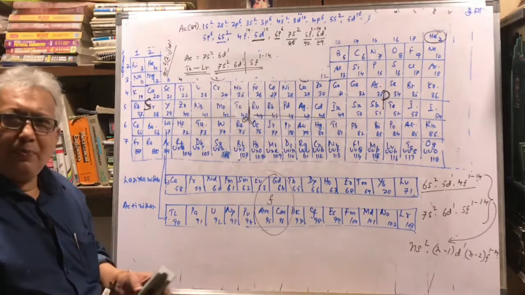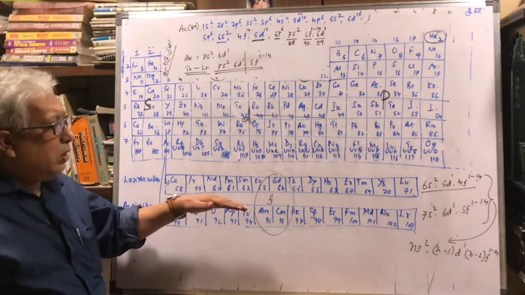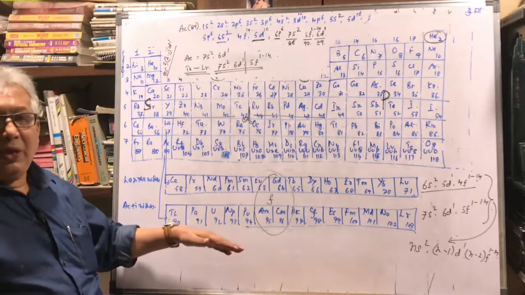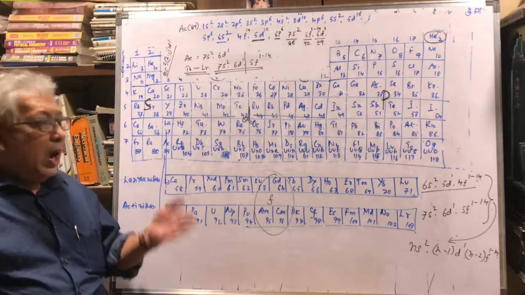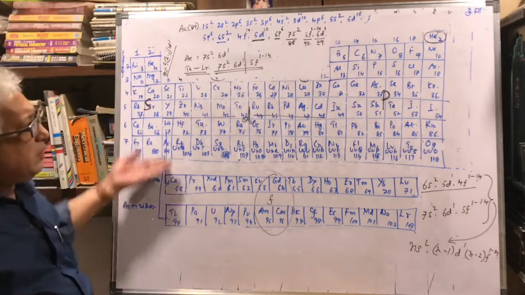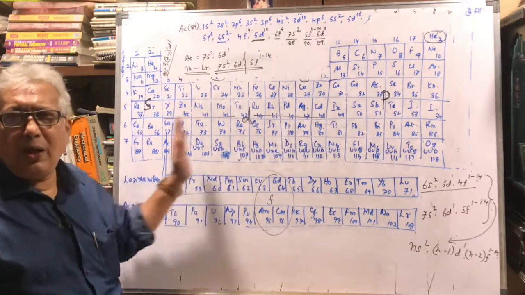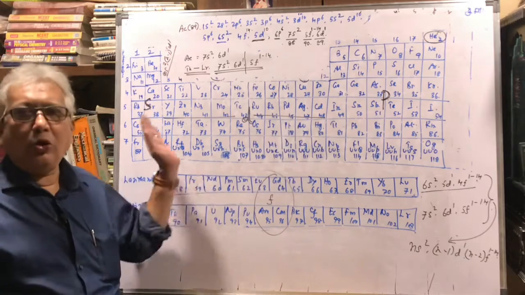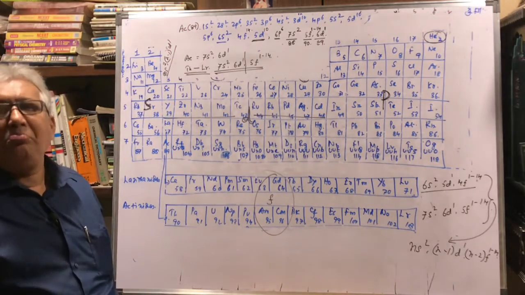Is that okay, children? So that is all about the periodic table. In my next video, I will be once again revising the electronic configuration on the basis of the group, and then we'll talk about the salient features of the periodic table.